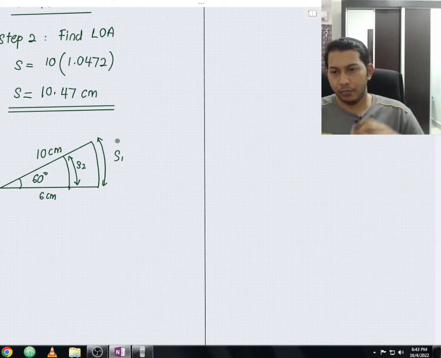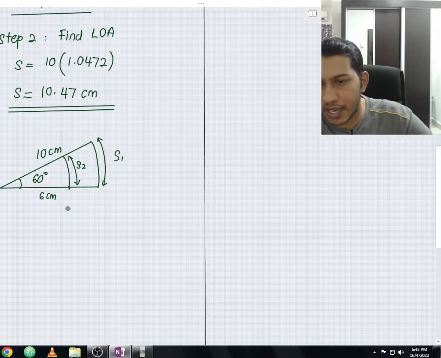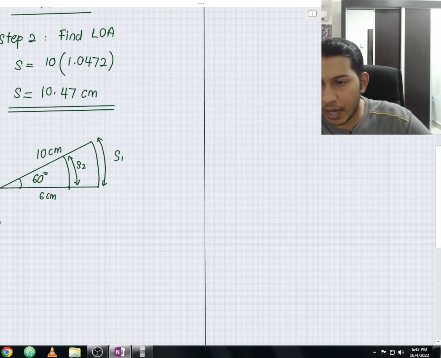It's still similar. Try to solve the one which has the most information. You have the angle here. You start one by one. So from here, you know that your length of the arc S1 is 10.47 centimeter.